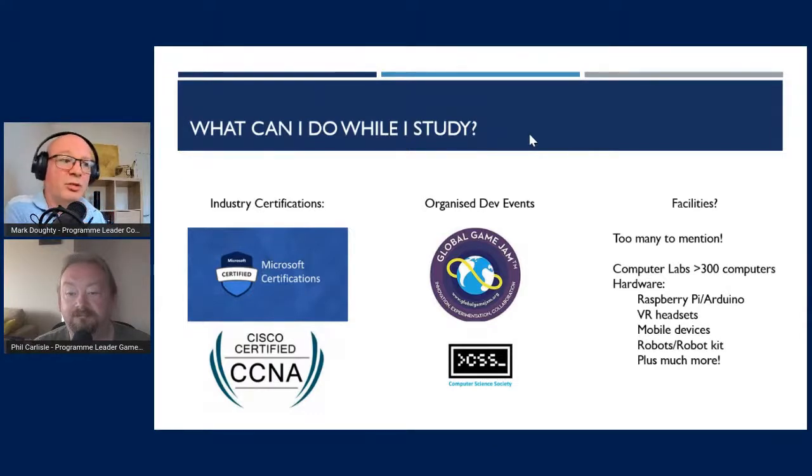There are a number of organised events which you can take part in, whether they're hackathons that are organised by the Computer Science Society, or more games themed. I'm sure Phil will talk about the Global Game Jam, for instance. It's an opportunity for you to be with other people from your course, maybe in different years, but also people from other universities even, or other schools as well.